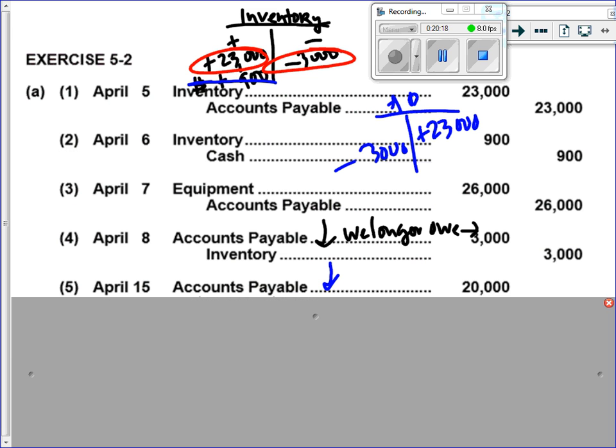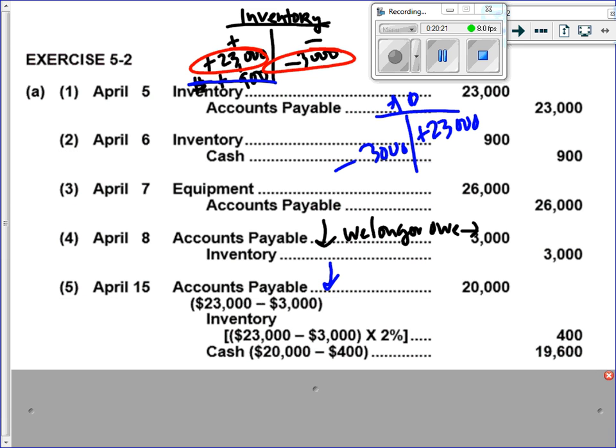discount period. Let's talk about cash first, and then I'll come up to inventory next. Well, wait a minute. I owed him 20 grand. Why am I only paying him 19,600? Because of the discount. So we owe them 20 grand times the 2% discount. You see inventory credited because it's devalued now by that discount. The 1 debit equals the 2 credits.